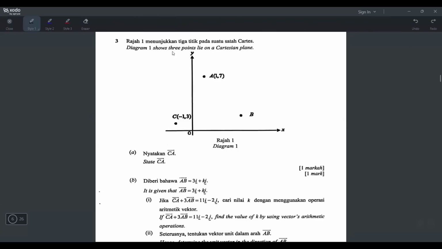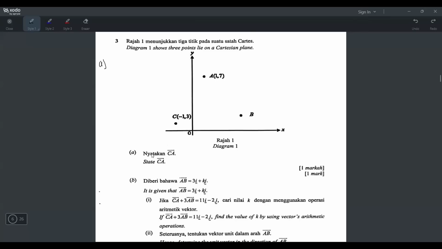Moving on, number 3. Diagram 1 shows 3 points lie on the Cartesian plane. So we have point A, 1, 7, point C, negative 1, 3. Point B, not given, but I do know that the x coordinate and y coordinate must be positive, right? But it's useless because I don't know the exact coordinate, but it's okay.